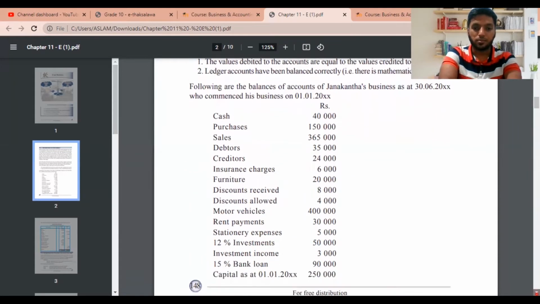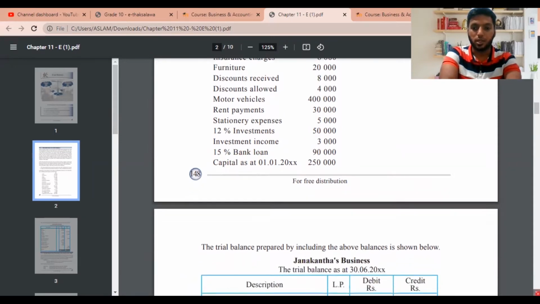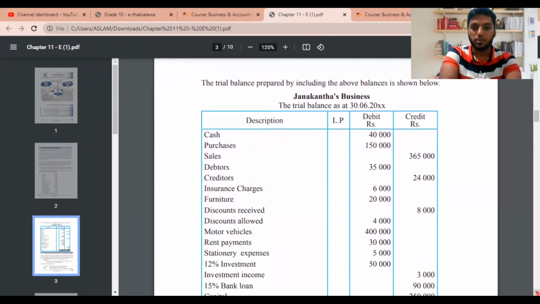Then we have rent payments, which falls under expense. Stationery expense, again an expense, falls under debit. So rent payments is also a debit because it falls under expenses. Stationery expenses, debit. 12% investment, a non-current asset, again it is a debit. Investment income is a credit. 15% bank loan is a liability, most of the time a non-current liability, so it's a credit. Capital is credit.